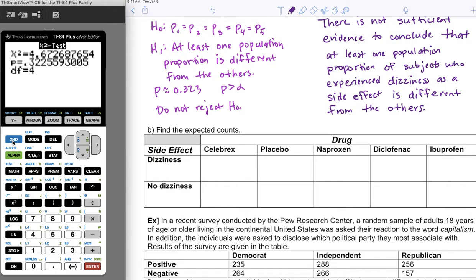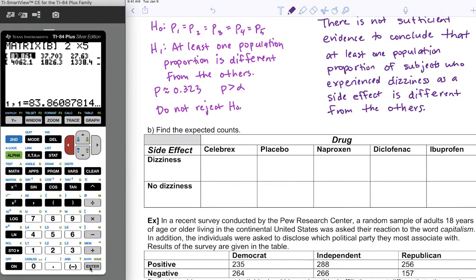So go back into your matrix editing menu, second, X inverse, go over to edit, and then arrow down to matrix B and press enter. And now we can look at matrix B. You can scroll through matrix B and see all of the numbers. Let's go ahead and write them down in the table. I'll just do 1 decimal place. If the proportions were equal, these are the numbers we would have expected to get in the table.